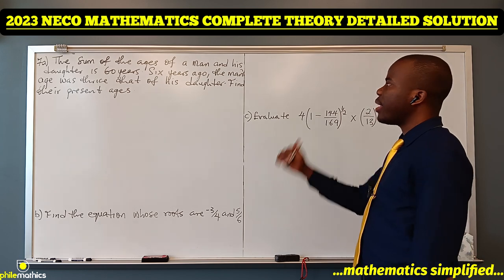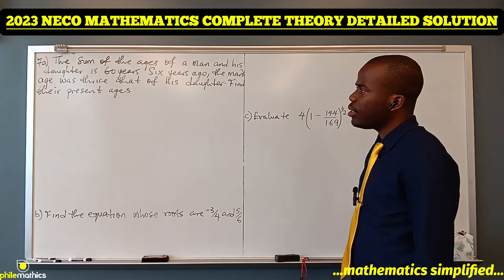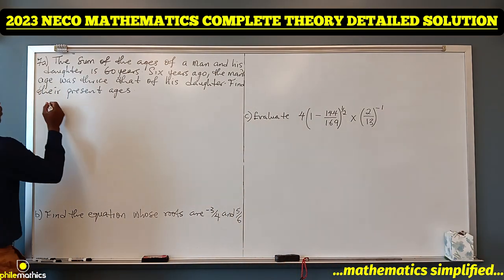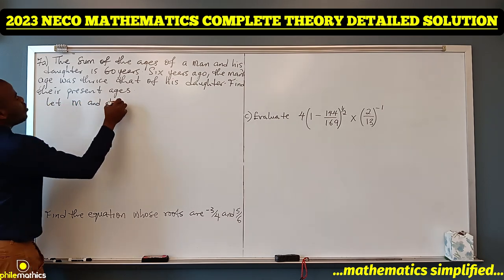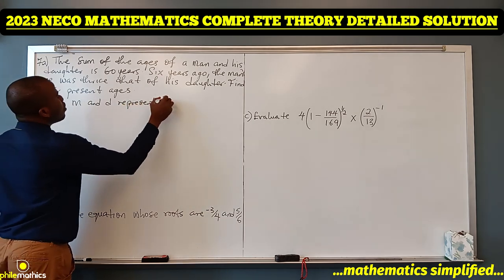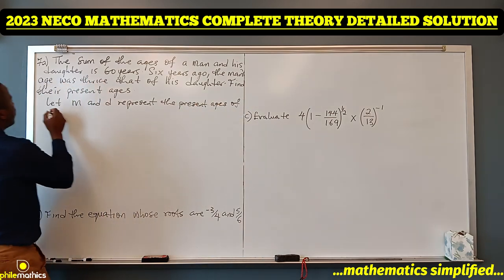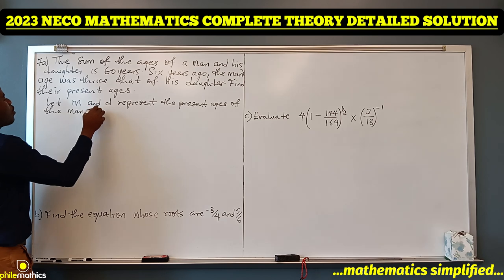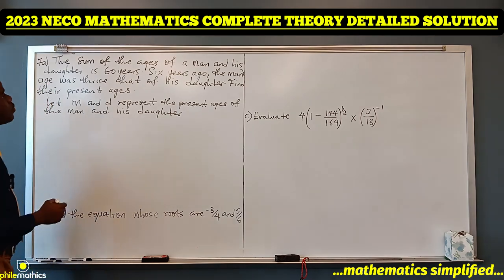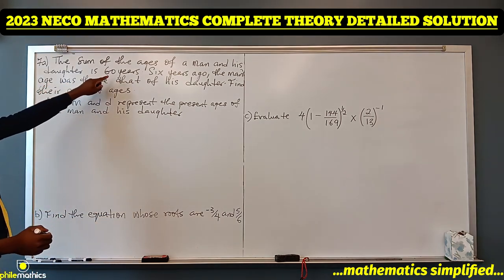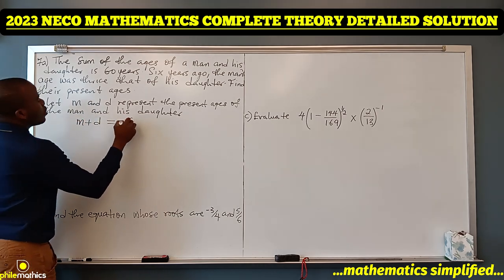years. 6 years ago, the man's age was thrice that of his daughter. Find their present ages. Let's start by saying, let M and D represent the present ages of the man and his daughter. So their sum is 60 years, so that M plus D equals 60 years.